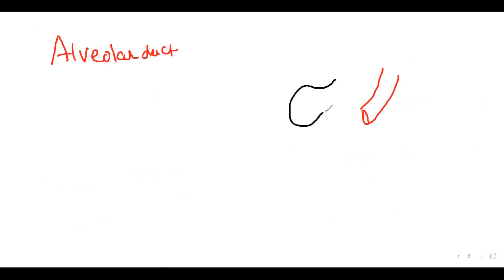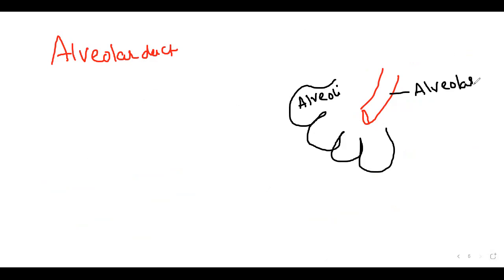What is the smallest unit of the lungs? We call it the alveoli. And this is the alveolar duct. So just imagine the alveolar duct is pumping the air to the alveoli. Air came, oxygen came. Then what? That should be collected by some blood capillaries.